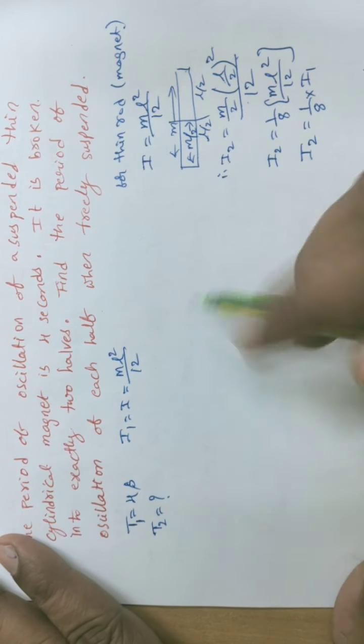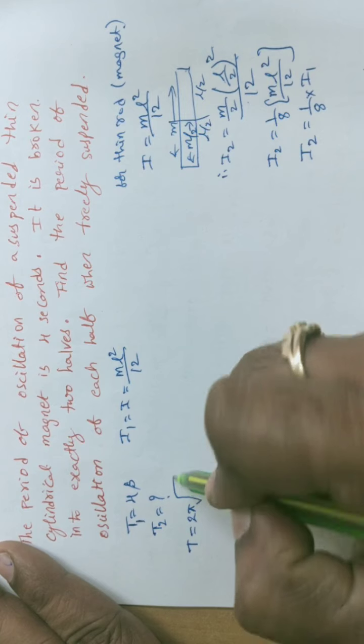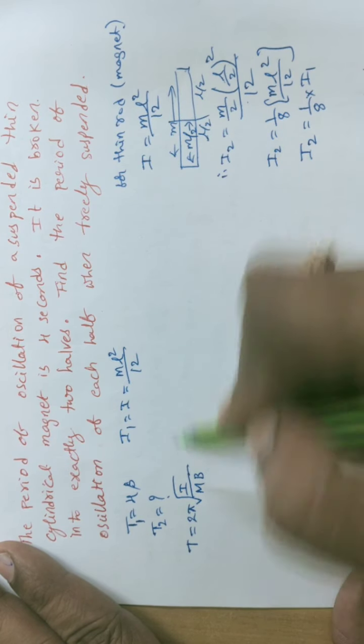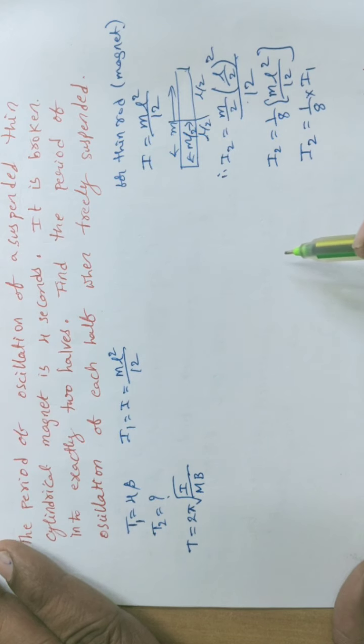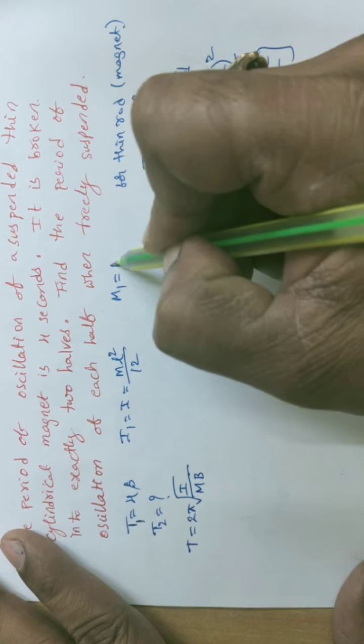We want to calculate T2 value. So once I am recalling, T is equal to 2π root over I divided by mB. Okay students, next what about moment of inertia? Moment of inertia here, initially m1 is equal to m.